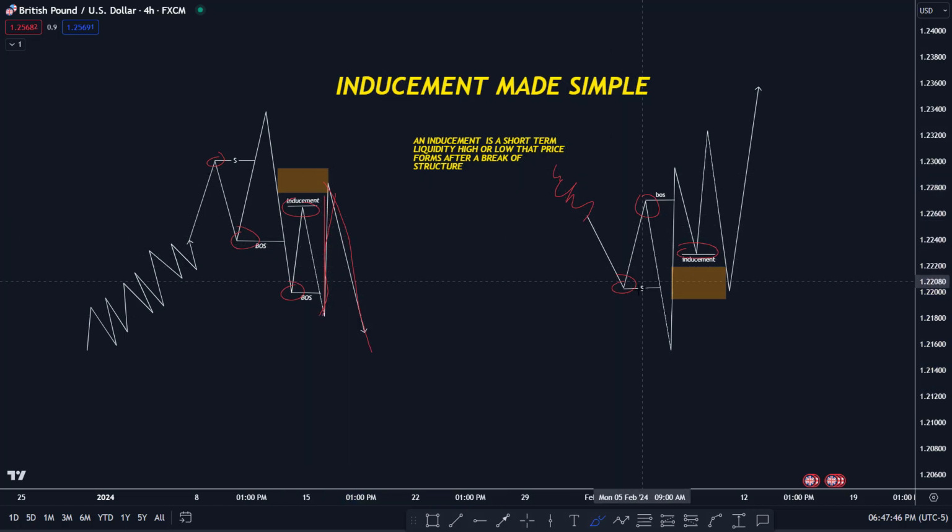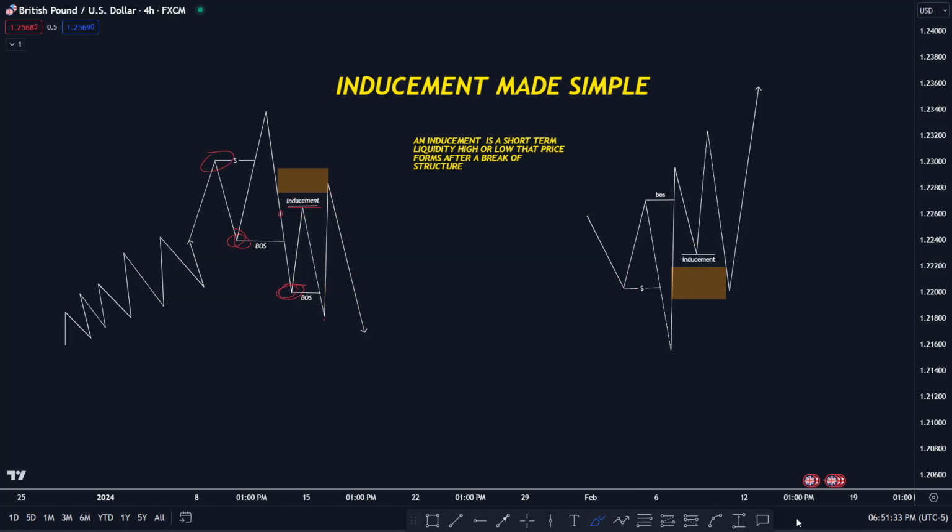And it's the same thing here, right? So after this liquidity sweep, price will then give us a breakup structure. After that breakup structure, early buyers will then come and try to use an order block that did the breakup structure. This right here, this short-term liquidity low that is formed, this is what we call our inducement. So now let's hop on the live charts and see it live in action.